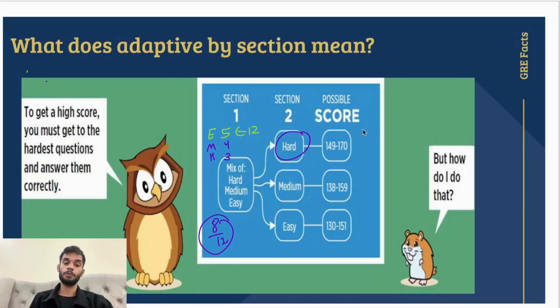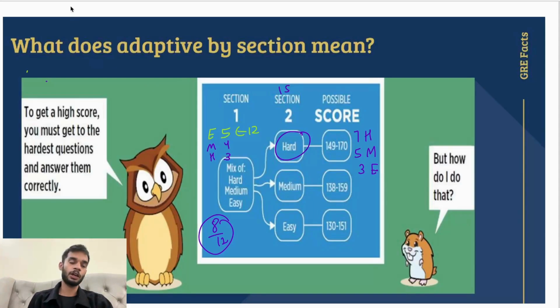Now what does harder mean? Harder also has its own criteria. In the second section there are 15 questions. Earlier, if I was getting 3 hard questions, now I may get, let's say, 7 hard questions. Let's say medium stays 5, and you can see easy comes out to be only 3. A harder section doesn't mean that every question will be hard. It's just that the number of harder questions will increase. Earlier I was getting 3 hard questions, now I'll be getting 7. Medium stays as it is, and the number of easy questions decreases.